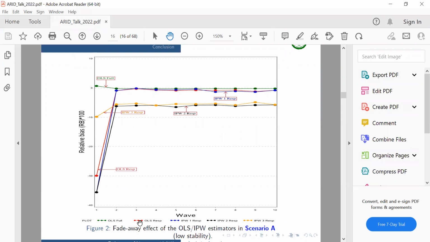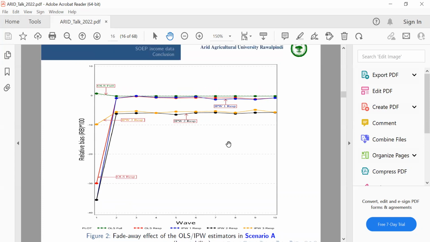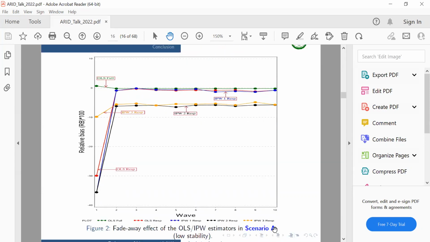But on the other side, this red line indicates the bias under the respondent sample, where we do not use any inverse probability weighting scenario. You see the initial bias is 30%, but in the second wave it reduces to almost 0. This is scenario A, which means that the model parameters are less correlated. So of course this is one effect of the model parameters, which are low.